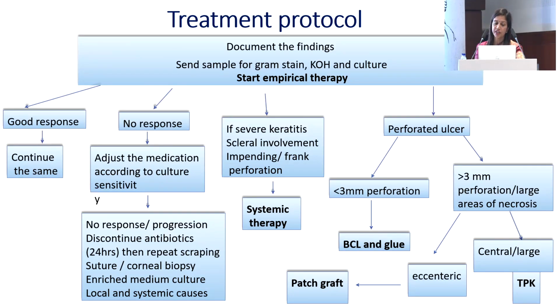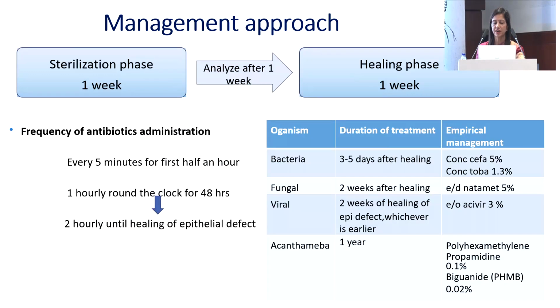If it is a perforated ulcer with less than 3 mm perforation, then you can go on with BCL and glue. Even Tenon's patch graft can be done there. If it is more than 3 mm perforation and central, then you have to do TPK. If it is peripheral, then you can do a patch graft.